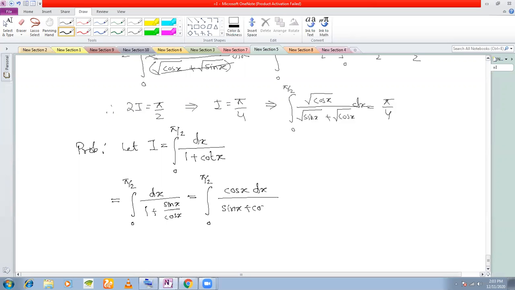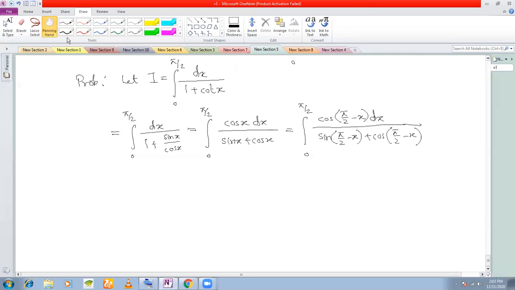Now we again use the property. Integral 0 to pi by 2, I can write this as cos(pi/2 minus x) dx divided by sin(pi/2 minus x) plus cos(pi/2 minus x). I can write this way from the property. That means we get integral 0 to pi by 2 of sin x divided by cos x plus sin x dx. So I is equal to this, and I is also equal to this.